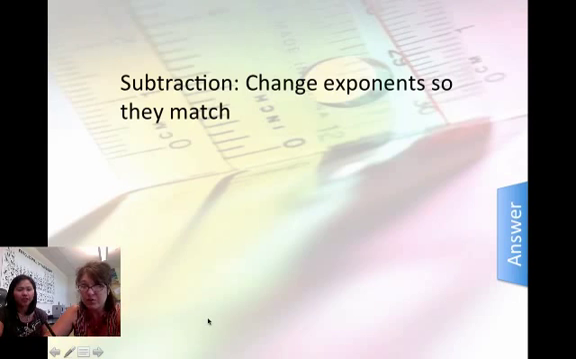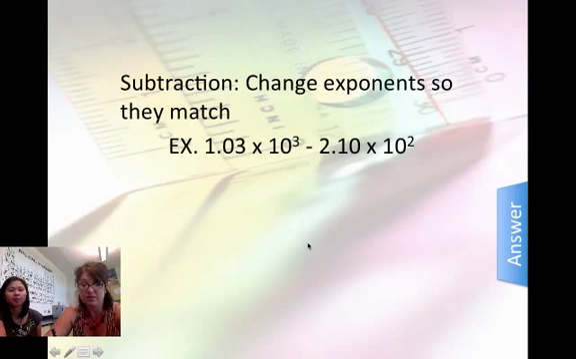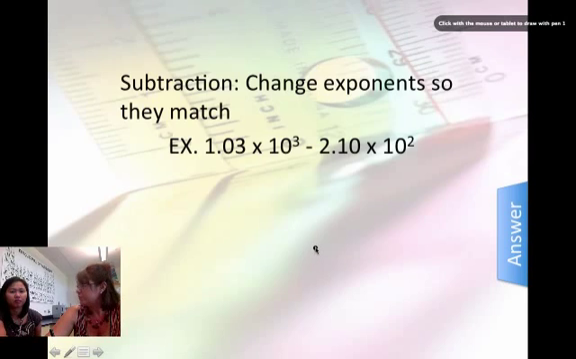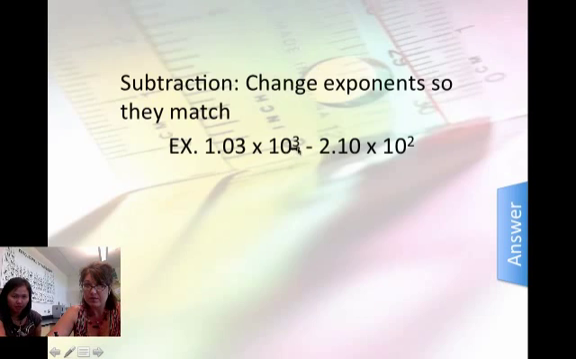Subtraction. All right. Again, like addition, change the exponents so they match. Because subtraction is the same thing as addition, only we're adding the inverse. So we're going to start with 3. Yep, make them the same.